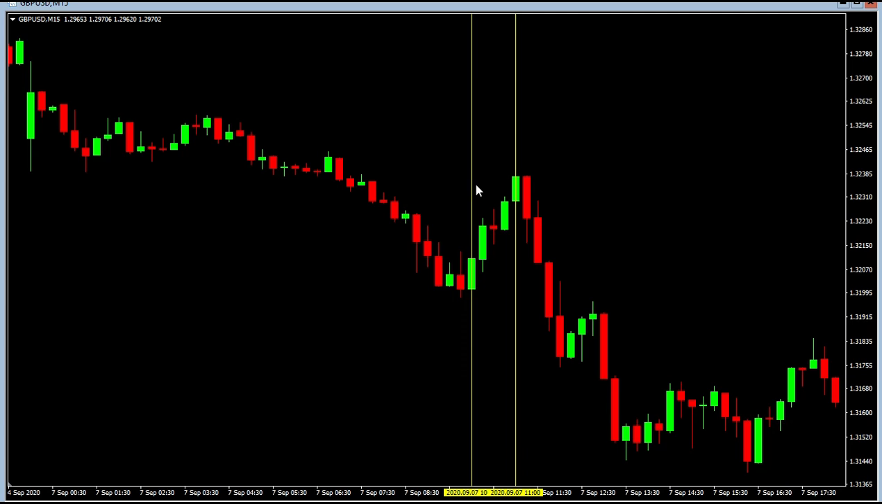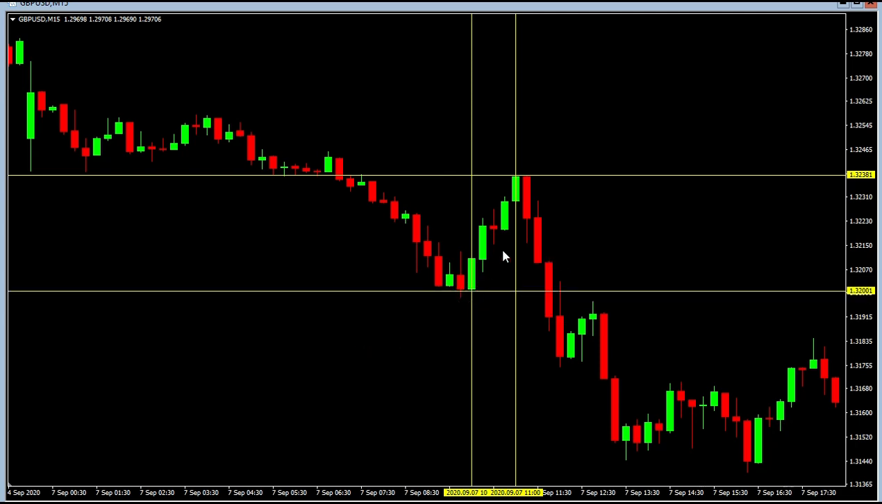So there you are. These are the two candles. Now what we are going to do is take the breakout of these two candles, whichever comes first. So we're going to put a line here as the high, and then we're going to put another line here as the low, right?